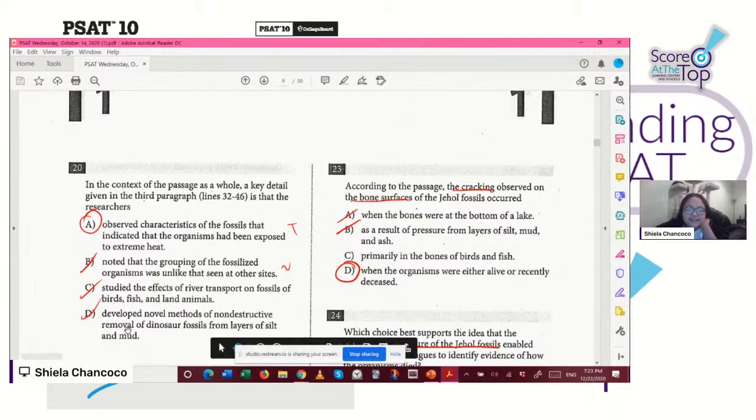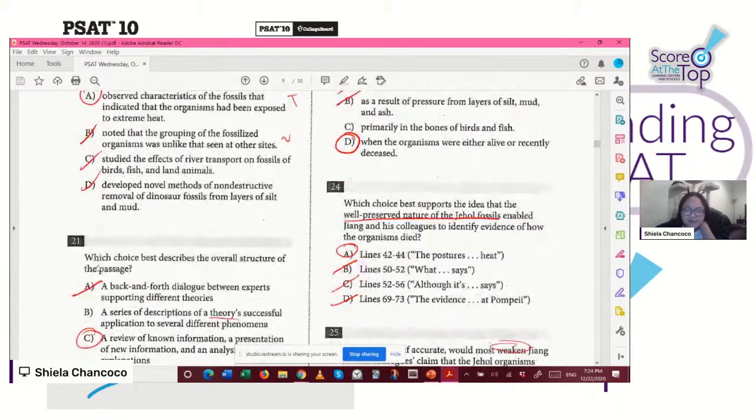B, C, and D semi brush off on that, but are completely off. B is probably the one that's a little close to it: noted that the grouping of the fossilized organisms were unlike that seen in other sites. Okay, B is completely in the wrong place, right? That's in paragraph 2, talking about birds and fishes next to each other. So right answer, wrong question. This is a true statement, but is that talked about in paragraph 3? No. So right answer, wrong question.